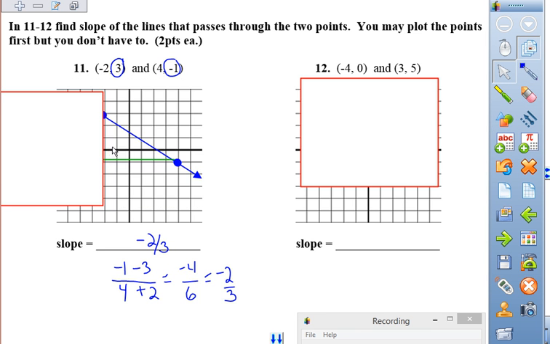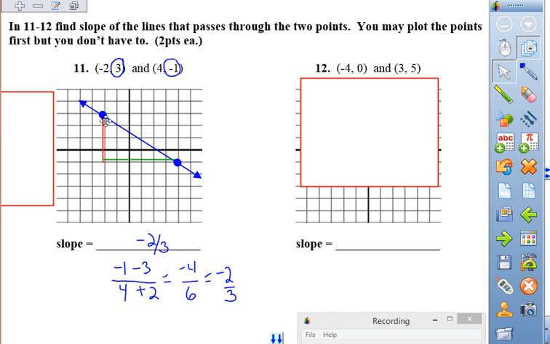If I were to graph this, I'd plot my points, and then I'm counting down 4, forward 6, and notice if I would count down 2, forward 3, I would also be on my graph.